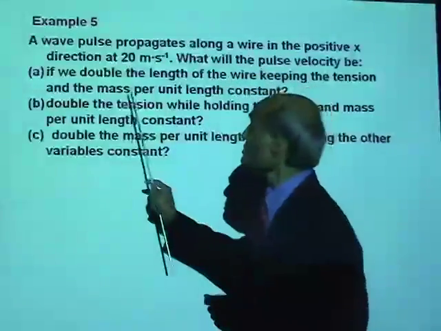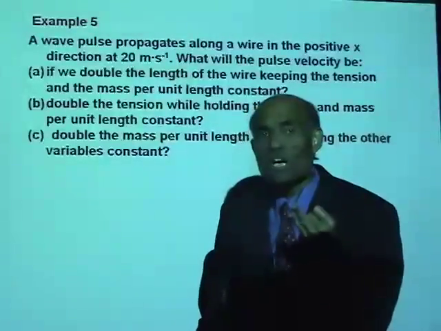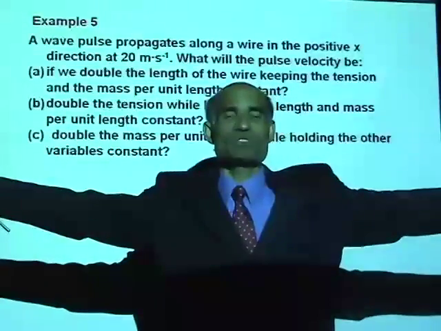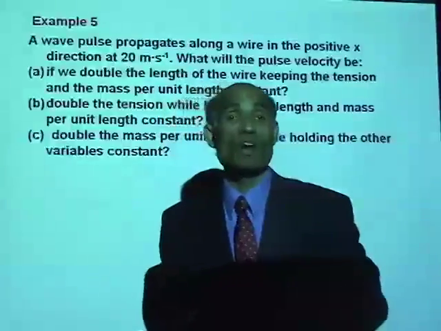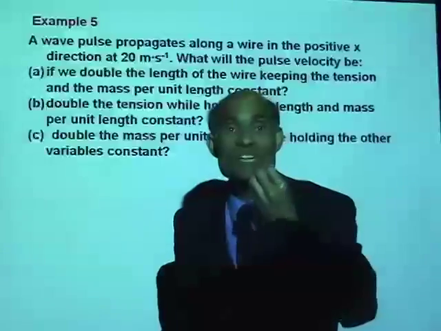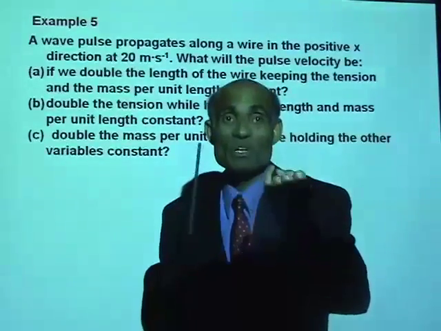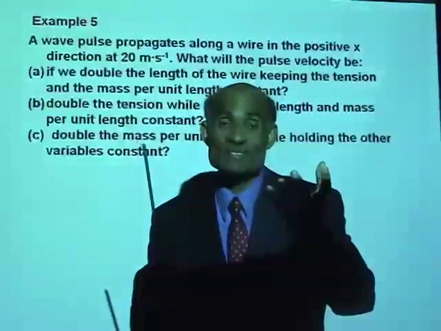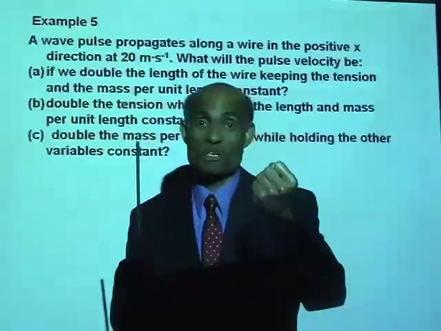So we keep the tension and the mass per unit length a constant. We double the length of the string. What will happen to the speed or the velocity of the wave on that string? Can you tell me now? Just look at my face and tell me what's the answer. We keep the tension and the mass per unit length a constant. Well, I hope you gave me the answer.